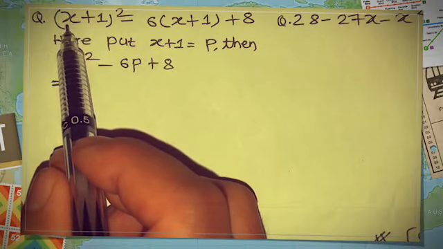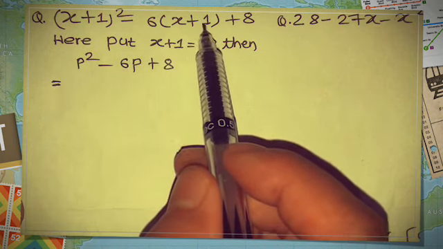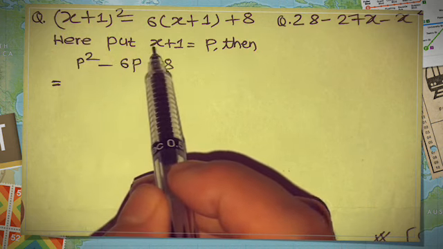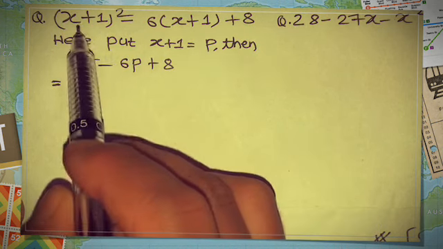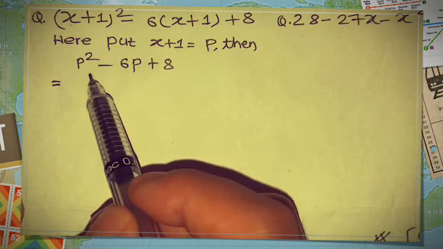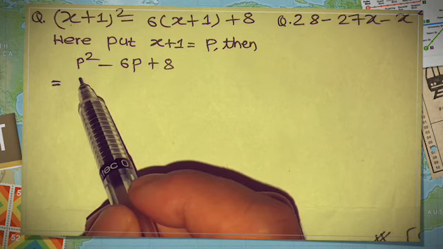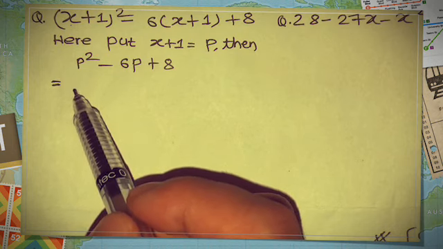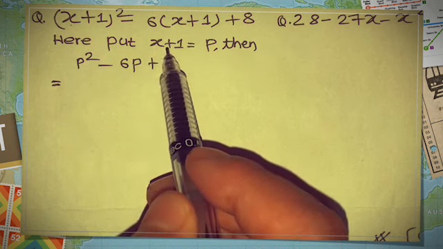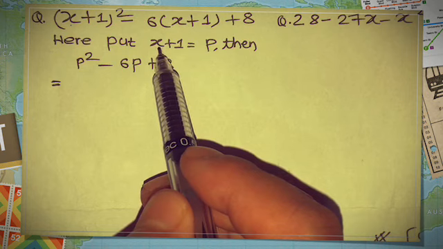Now an exercise which is a little bit different: x plus 1 whole square minus 6 times x plus 1 plus 8. Okay, now put x plus 1 equals p, then you will get p square minus 6p plus 8. Now you get the equation in p. Now you factorize by the same method that you have done, and at the end you will have to replace p with x plus 1. That means in place of p you have to put x plus 1.